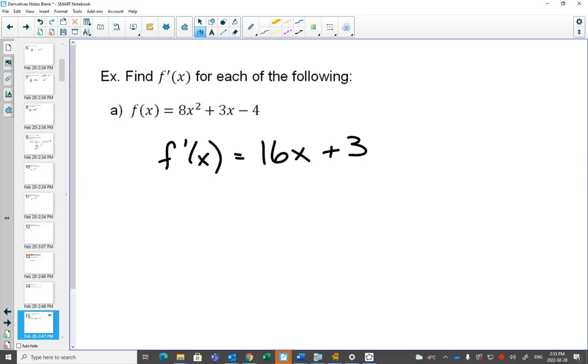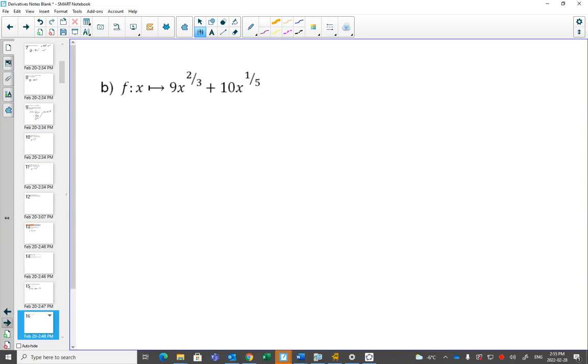For the second one, new notation for a function. So again, just trying to introduce you to weird notations. This is saying the function f takes every x and maps it to this equation. Okay? As far as writing the derivative, we'll just write the derivative in the normal form.